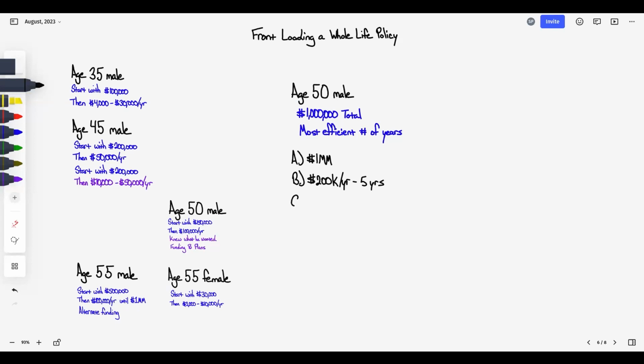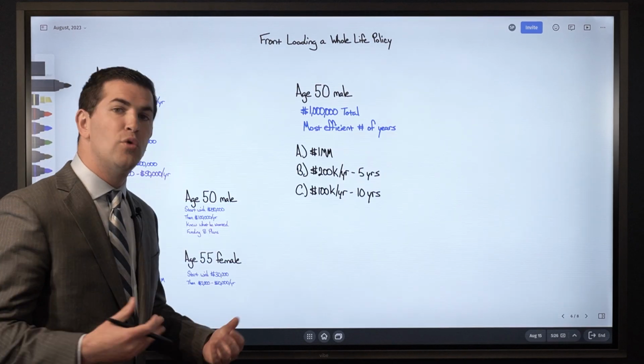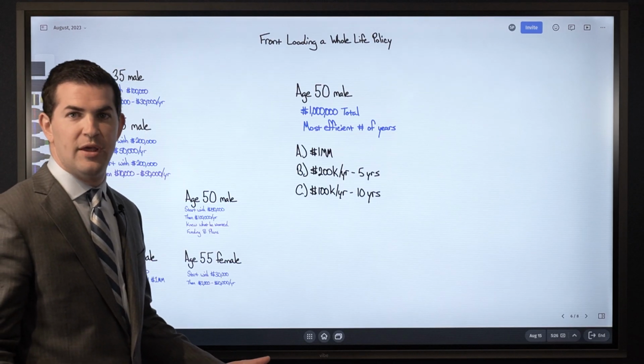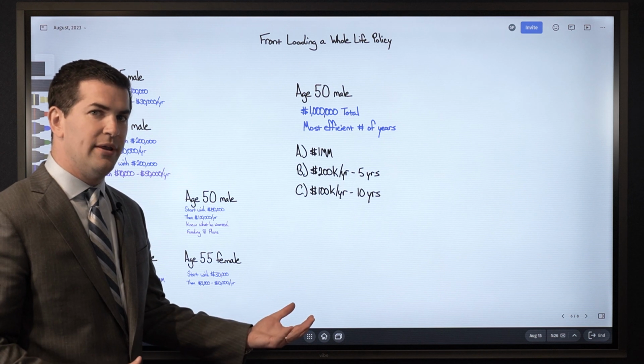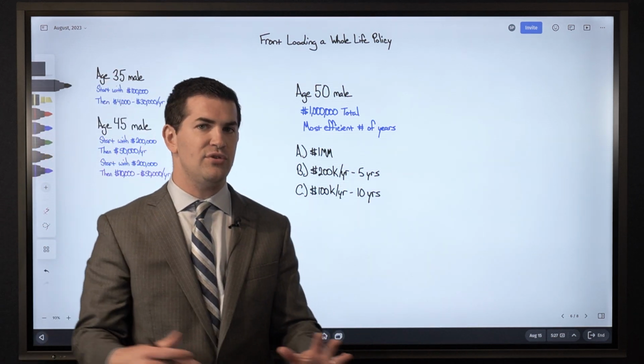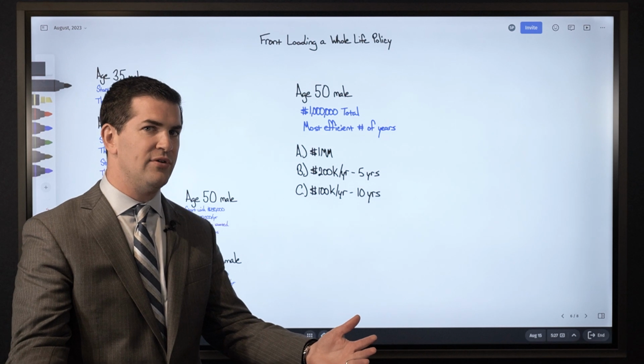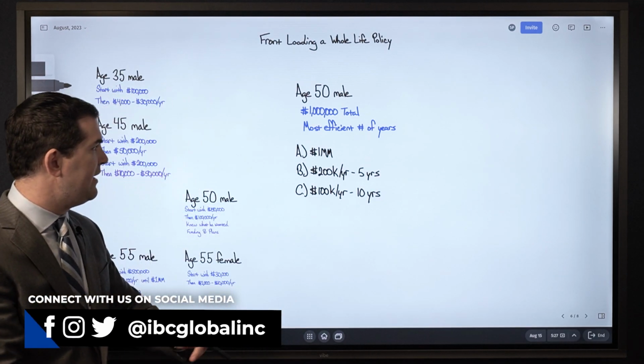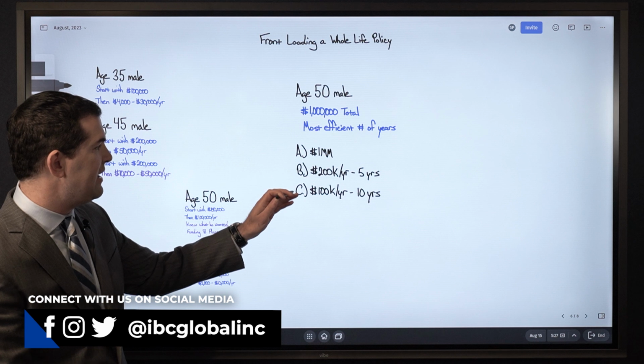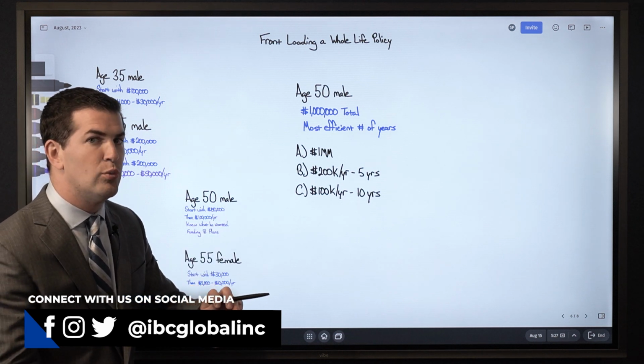And then we've got scenario C, which will display $100,000 per year paid into the policy for a total of 10 years, which is, again, a total of $1 million. So which one gives you the most money? That's the question. If you see a life insurance company with a dividend rate of 5 or 6%, that's what they're paying on whole life insurance policies. If you get money in 1 year compared to 10 years, which one should give you more money?